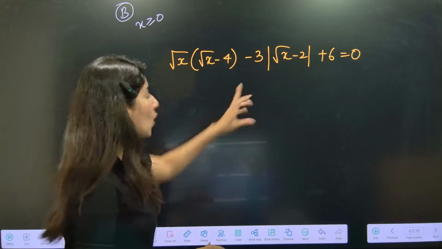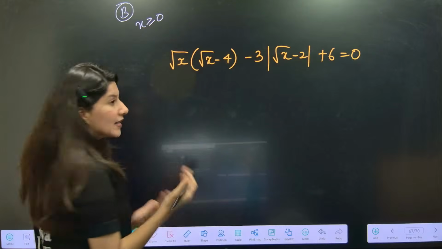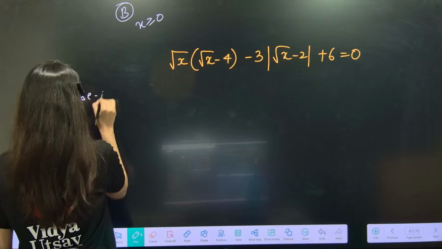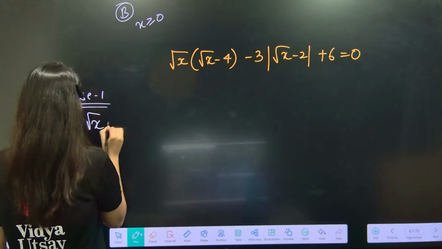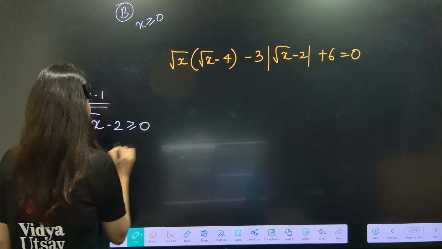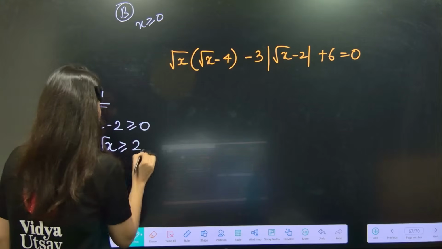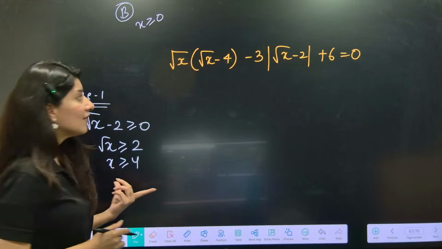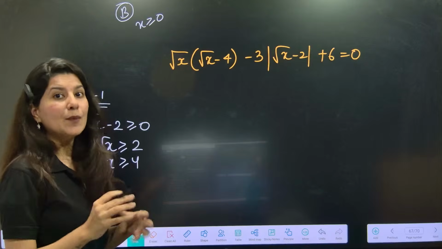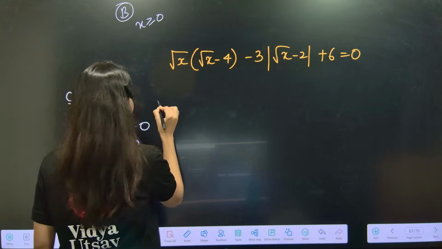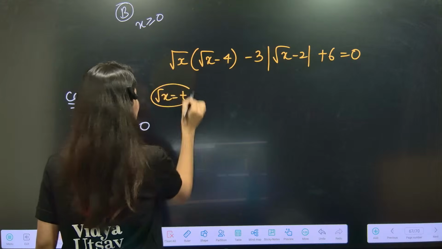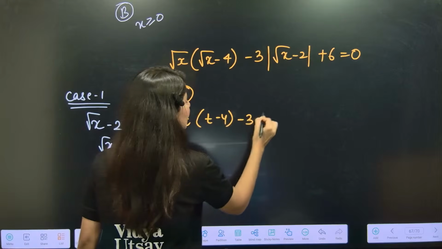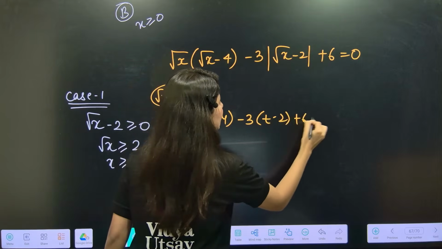Now, one thing, because there is a modulus, I need to take 2 cases. Okay, let's take 2 cases. Case number 1, that your root x minus 2 is positive. That means root x is greater than 2, or you can say x is greater than 4. In this case, when x is greater than 4, this modulus will get open with a positive sign. Okay. And also, I'll do one thing. Root x I am going to put as t. So now this expression will be t minus 4 minus 3 t minus 2 plus 6 equals to 0.